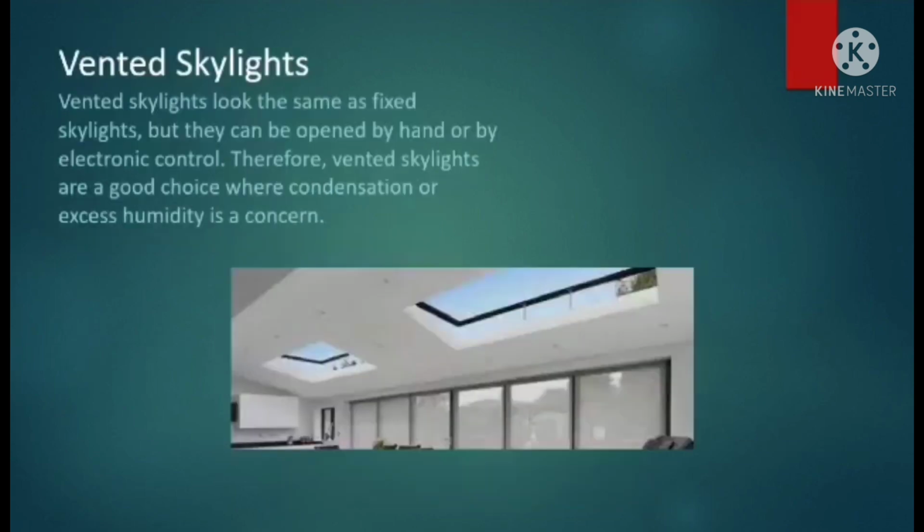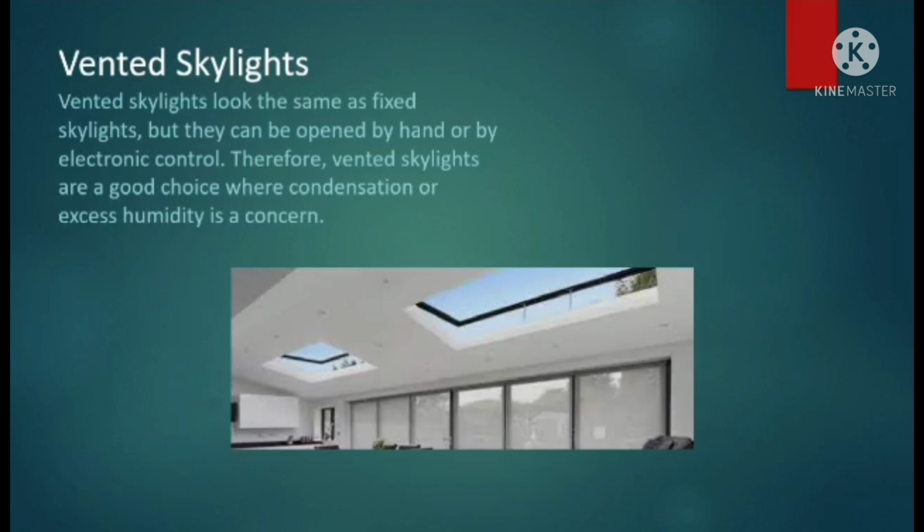Next are the vented skylights. Vented skylights look the same as fixed skylights but they can be opened by hand or by electronic control. Therefore, vented skylights are a good choice where condensation or excess humidity is a concern. They provide moisture control in key rooms such as bathrooms and kitchens. They can also be emergency exits if they are easy to access.